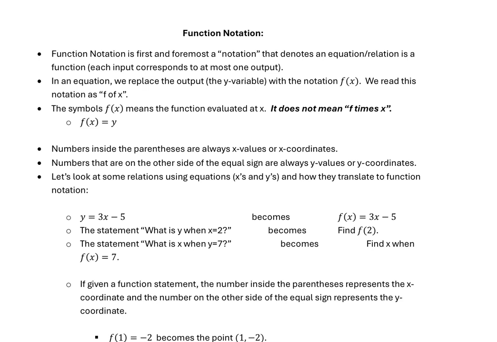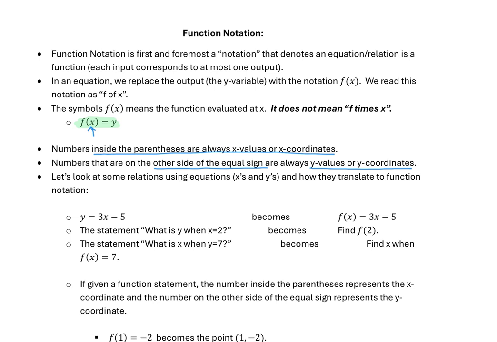All right, so let's go ahead and see what we can do with this. So our basic notation is f of x equals y. This is kind of what we want to think about. So when we look at this, the numbers that are inside the parentheses are going to be x values or x coordinates. Notice that inside the parentheses, this is our x. The numbers that are on the other side of the equals sign are always the y values or the y coordinates.